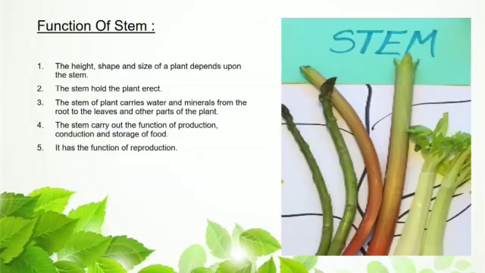So let's know about stem. The height, shape and size of a plant depend upon the stem. The stem holds the plant erect. Erect means straight. The stem of a plant carries water and minerals from the root to the leaves and other parts of the plant. The stem carries out the function of production, conduction and storage of food. It also has the function of reproduction.